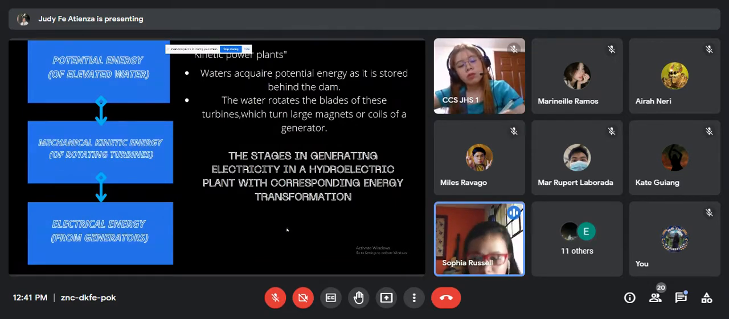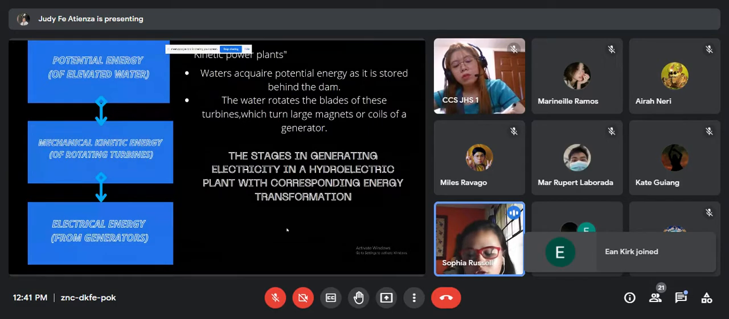In kinetic power plants, such as the hydroelectric power plant, the falling water turns the turbine. Water acquires potential energy as it is stored behind the dam. This potential energy is converted into kinetic energy as the water flows through special channels that lead to several turbines. The water rotates the blades of these turbines, which then turn large magnets or coils of a generator. The generator transforms kinetic energy of its coils or magnets into electrical energy. The water then continues its flow through the river for recycling.